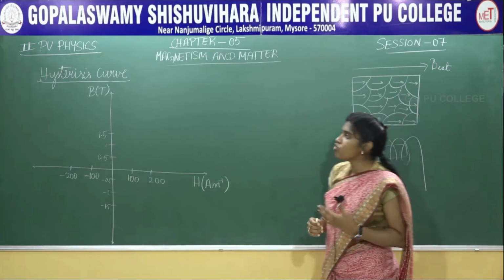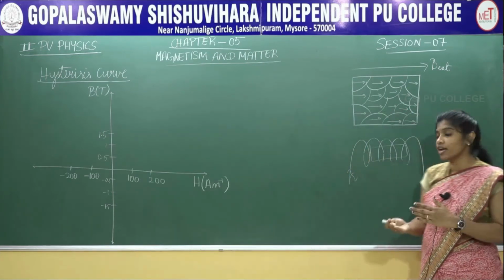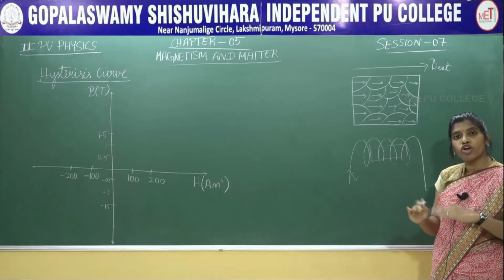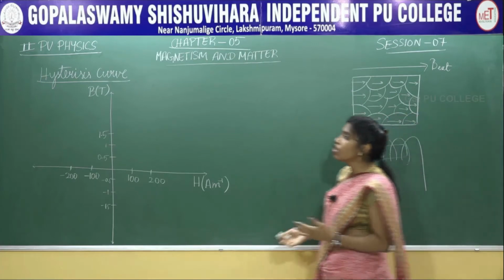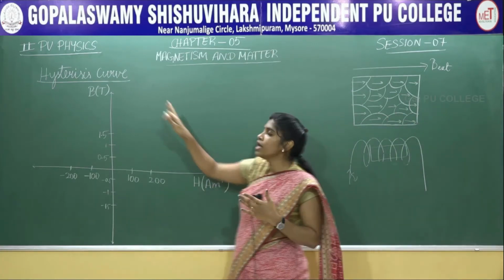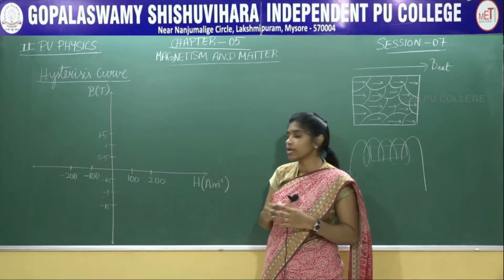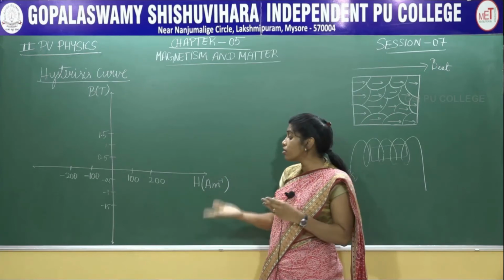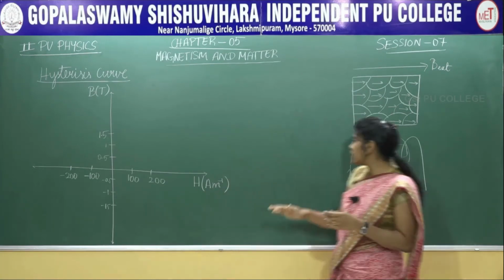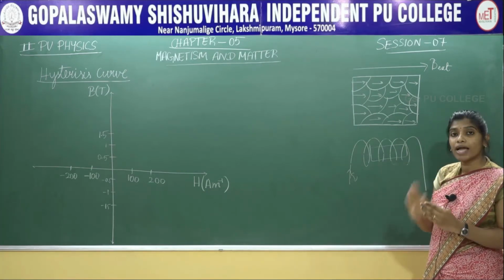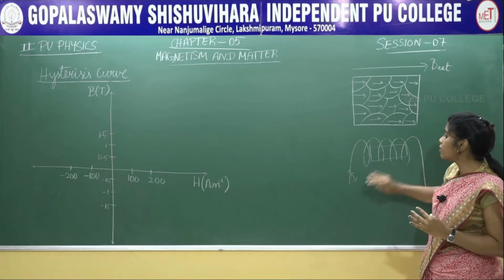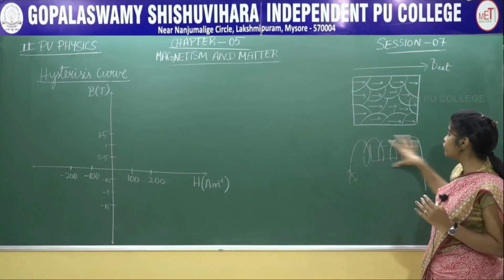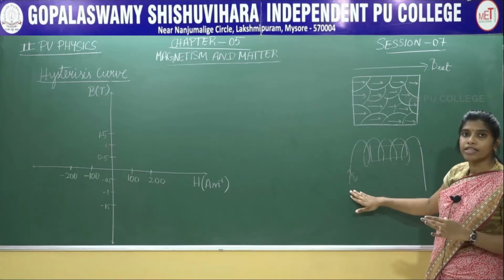Next, in the second step, I am going to increase the current. As the current increases, the magnetic field inside the solenoid also increases. Let us learn how the relation between H and B works. What is H? H is the magnetic intensity. It is nothing but the current which you give to the solenoid. H is the magnetizing force which you are giving to the solenoid in the form of current, and B is the magnetic field which is produced due to the current in the solenoid.